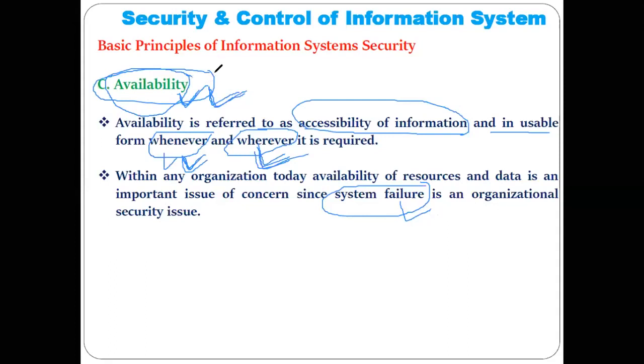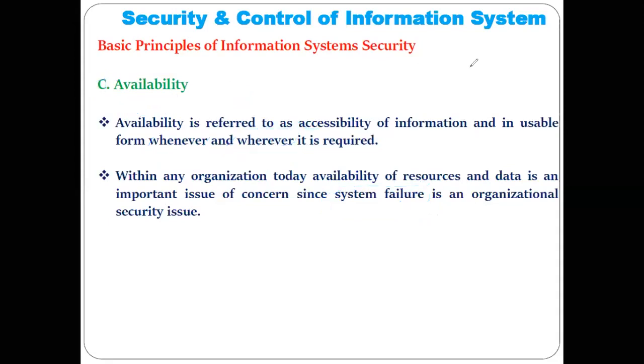So these three principles are very important, which clearly indicate why there is a need for information system security. Which three principles have we discussed? Confidentiality, then integrity and availability. What is meant by confidentiality? Confidentiality means what? Protect the data from unauthorized users.